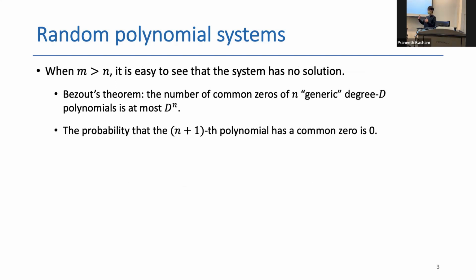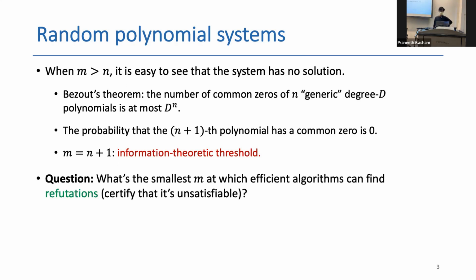So let's say we have n polynomial equations, and now we add the next one. The probability that this new polynomial is zero at any of these finitely many points has to be zero because our polynomial is random. So this shows that when m is larger than n, there is no feasible solution for this system. And we call this the information theoretic threshold.